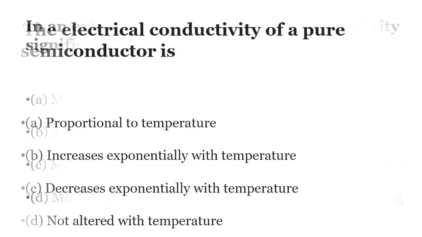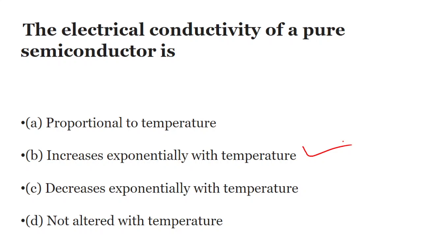Next is, the electrical conductivity of a pure semiconductor is: proportional to temperature, increases exponentially with temperature, decreases exponentially with temperature, not altered with temperature. Option D is the right answer. Increases exponentially with temperature.